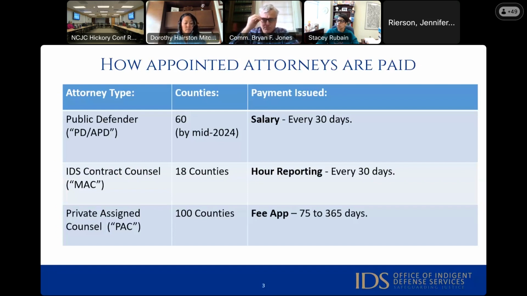To set the stage, we have three types of attorneys. We have public defenders. We met a lot of our new public defenders a moment ago. We have our MAC contractors, and we have private assigned counsel. Public defenders and contractors both get paid every 30 days, but our PAC attorneys, who are the backbone of our system and who work in all 100 counties, currently get paid anywhere from 75 days to as much as 1 year after completing their work and submitting their fee app. It is not uncommon right now for it to take 4 to 7 months.